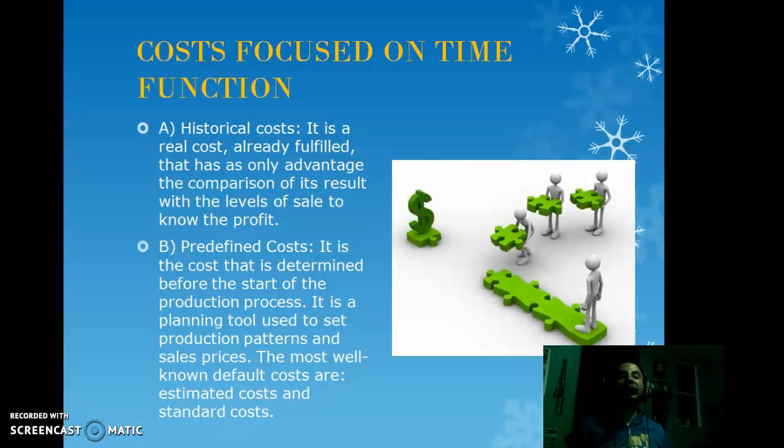The other one is predefined cost. It is the cost that is determined before the start of the production process. It is a planning tool used to set production patterns and sales prices. The most well-known default costs are estimated costs and standard costs.